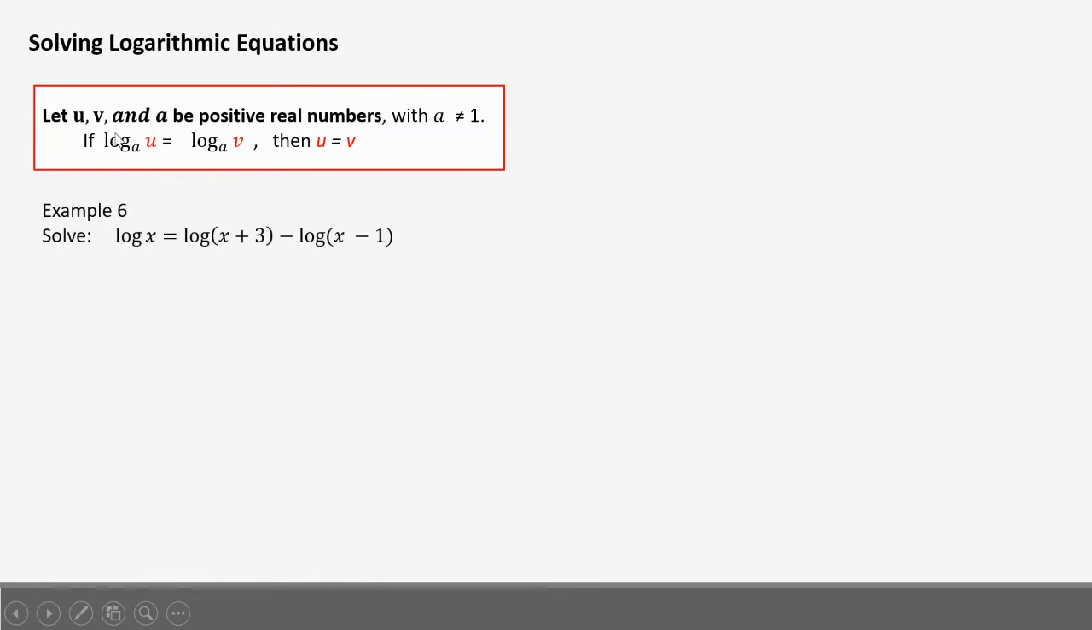So here, if you have the same log with the same base on both sides, then u must equal v. For example, example 6. I believe I got this example from the Math 1324 book. I think it's example number 1 for that section. In order for you to apply this rule, you have to have a single log on both sides, or condensed.